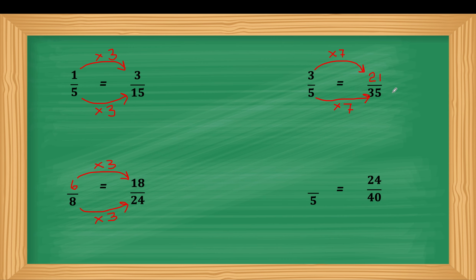Now, on to our fourth example. Now, I have my numerator missing and I have both denominators. I need to know what did I do to 5 to get 40. Very good. So I would multiply by 8 because 8 times 5 gives me 40. Now, remember, whatever I do to my denominator, I must do to my numerator.